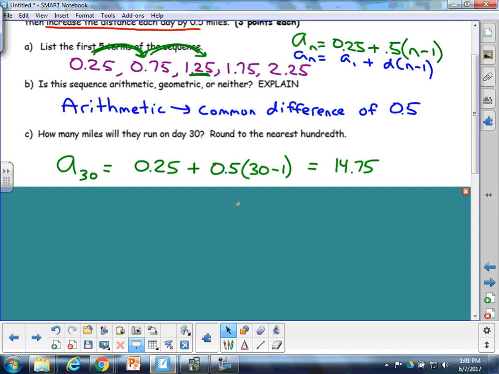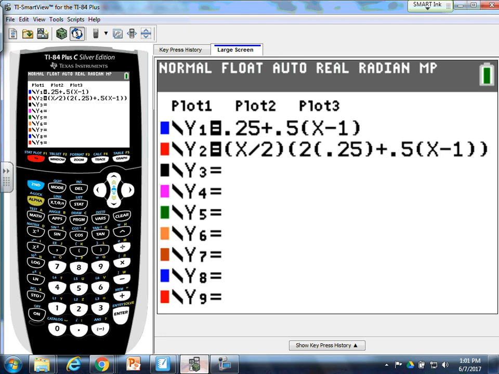Okay, and a way to verify this too, using the graphing calculator, is to enter this right here into your y equals and just use the x where the n is. You can get a little table and use that to guide things. So that is right here. This is actually the explicit formula for the sequence. I'm going to use y2 a little bit later. Again, it's going to give us the sum, so we'll talk about that in a minute.